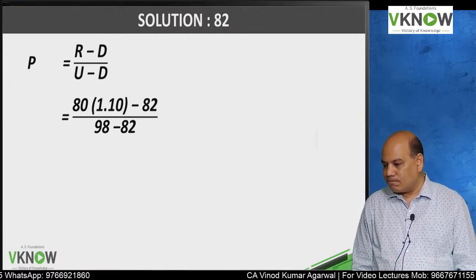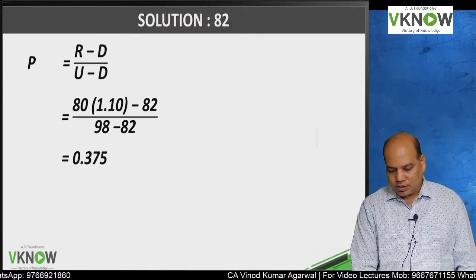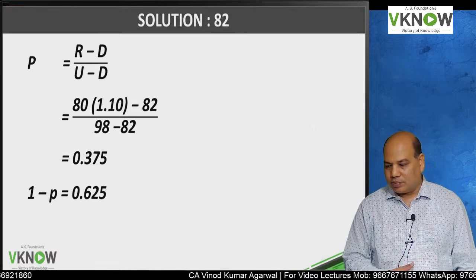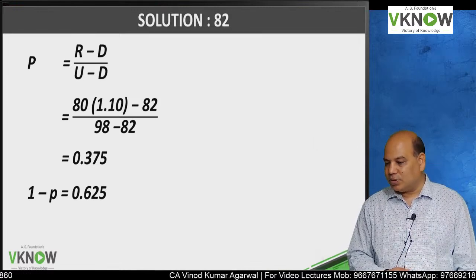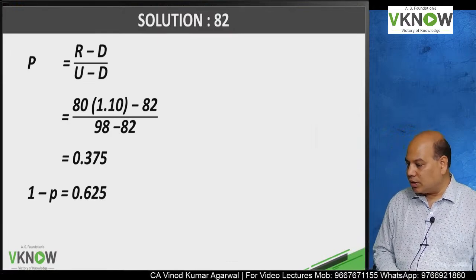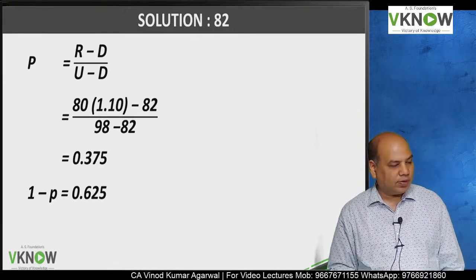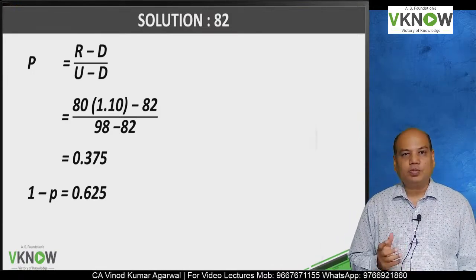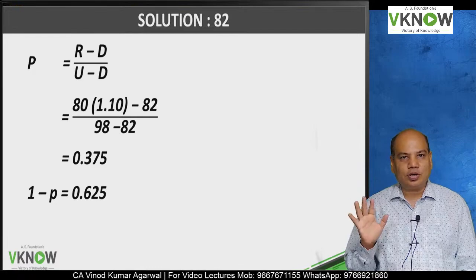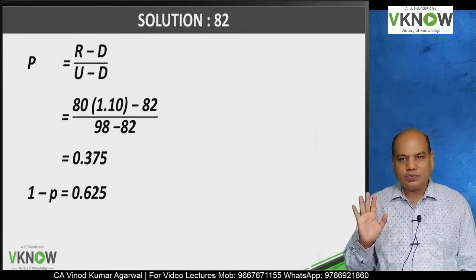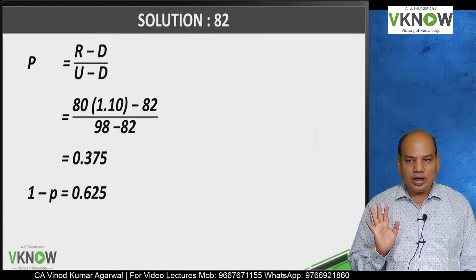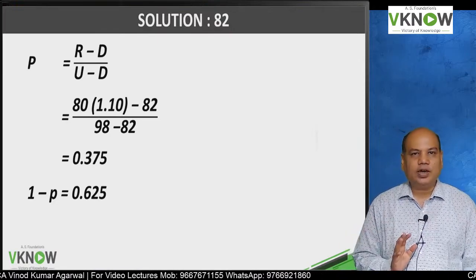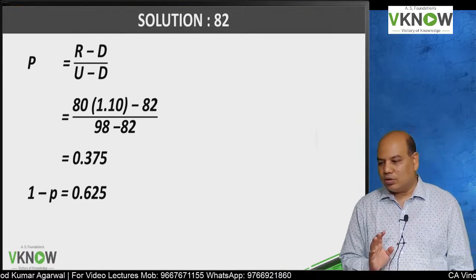So 0.375, Divya is right. 0.375, wonderful answer. I appreciate your effort. 1 minus P will be equal to 0.625. Anup is also right. These are the probabilities. If you have done the risk neutral model, it is a cakewalk. Otherwise, for the time being, write it down. Later on, whenever you study the risk neutral model, you will find this is the formula to compute the probability.